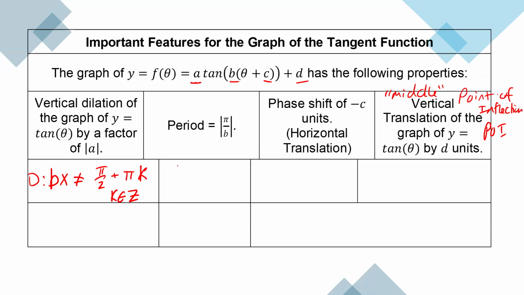Okay, your range is simple. Your range is easy. It goes from negative infinity to positive infinity. Okay, your y-intercept is also easy. Your y-intercept is at the origin, 0, 0.